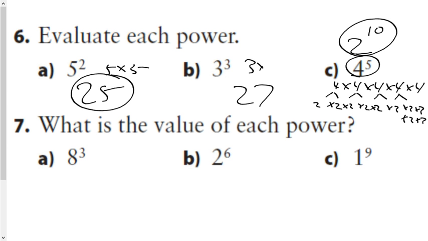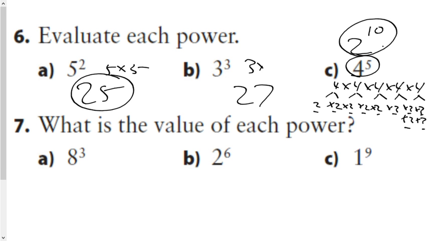So if each 4 broke down into a 2 times 2, I'd really have 2 multiplied by itself 10 times. So the 4 to the 5th is the same value as 2 to the 10th because if I think about 4 rather than being the number 4, but rather 2 by 2, I know that 2 multiplied by itself 10 times is the same thing as 4 multiplied by itself 5 times.